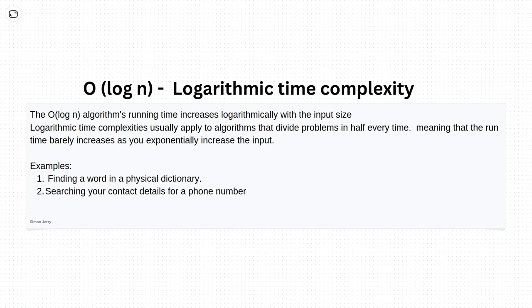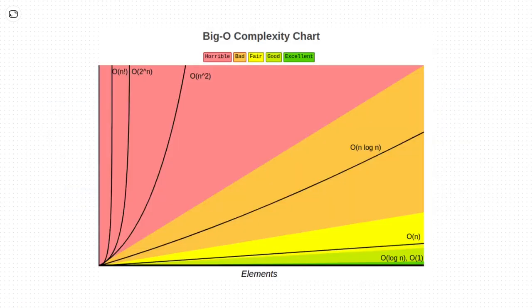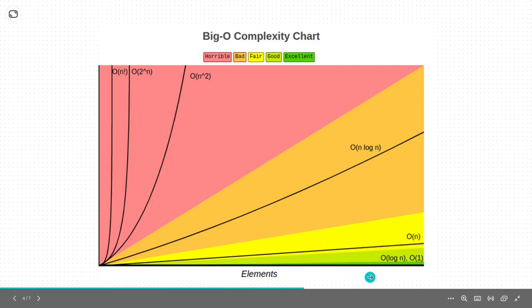So let us look at the Big O complexity chart so that we can understand the performance of O log n. If you look at the chart, you will see we have the green part. This is excellent, and that one is O of 1.